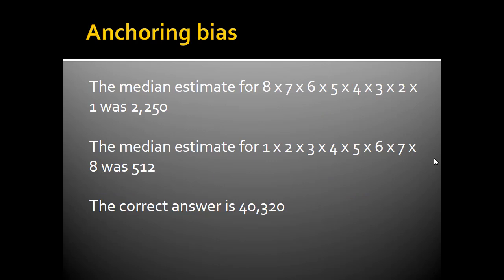The median estimate for the first equation was 2,250. The median estimate for the second equation was 512, whereas the correct answer was 40,320. This is an example of anchoring bias, and you can see how the first number of the equation influences the estimation.